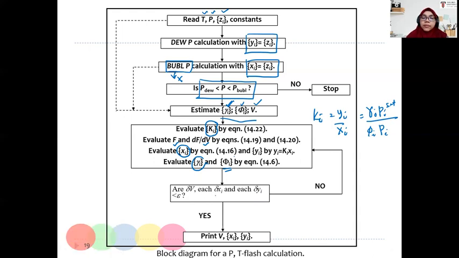And then after that, we may evaluate the properties based on tolerance. If the delta V or delta X or the delta Y is less than its tolerance, we may finalize the volume and also its composition. Otherwise, we need to perform another iteration.